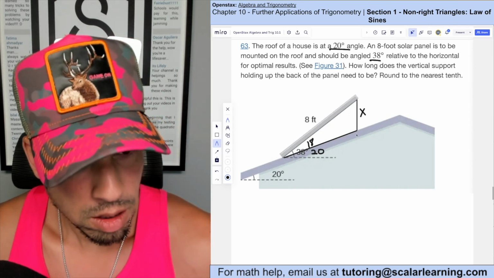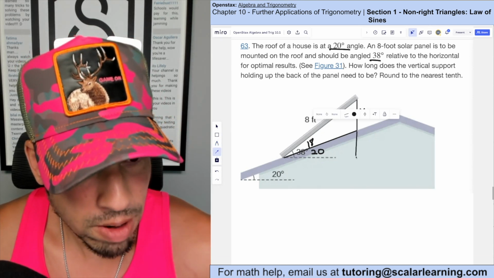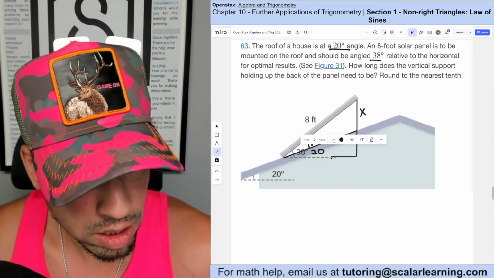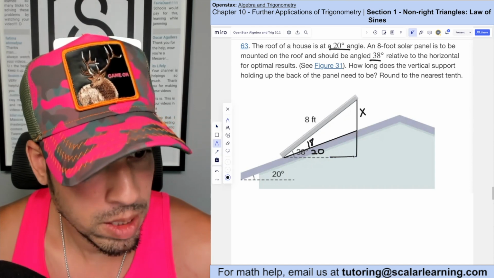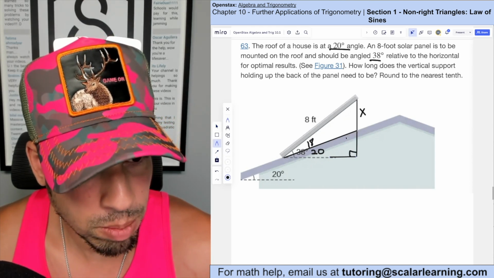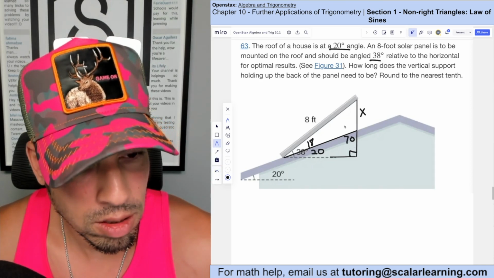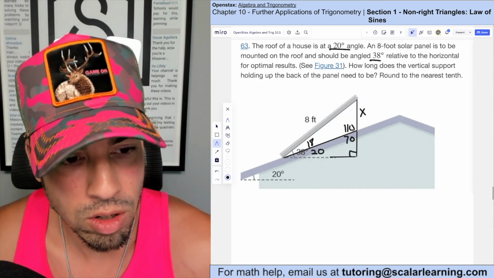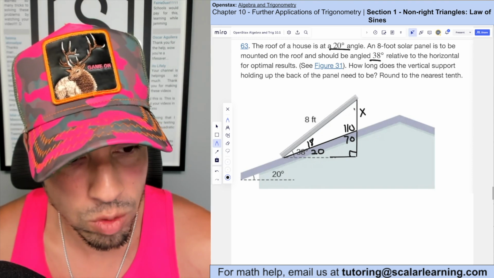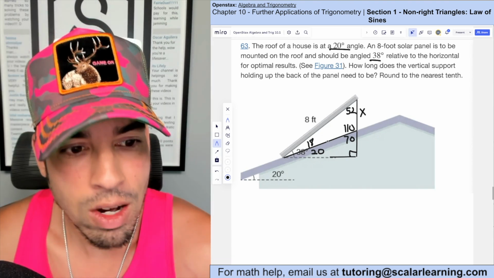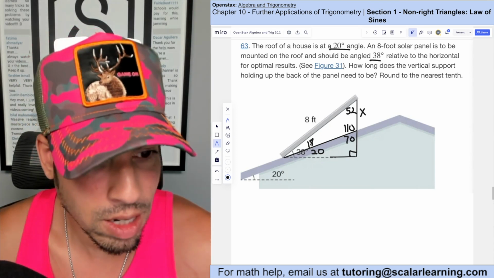That's pretty cool. Now, I also know if that's 20, if I were to make sort of an imaginary right triangle down here, this would be 90, and if that's 20, this up here would be 70. And if this whole thing is 180, then I know that this little angle here is 110. Look, so now I got 110, 18, add those together, that's 128, which means my remaining angle up here is 52 degrees. Now I got everything I need to use law of sines to solve for x.